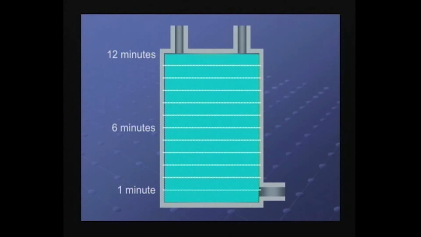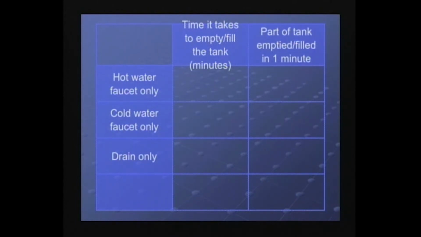Let's try to solve this using algebra. I know we can organize our data in a chart. I'll let the first column be the faucets and the drain. Let's make the second the time in minutes it takes to empty or fill the tank. And the third, the part of the tank filled or emptied in 1 minute. I'll fill that up for you.